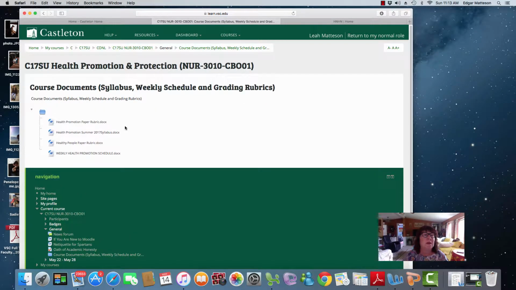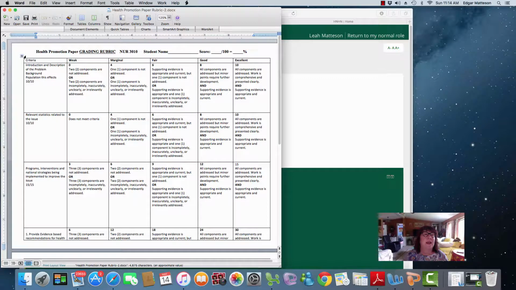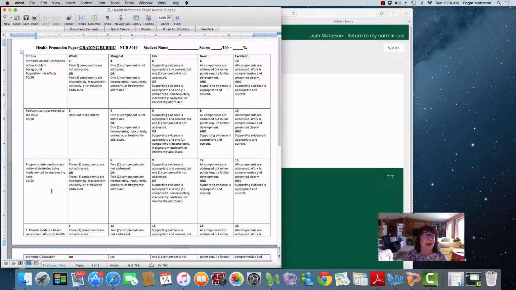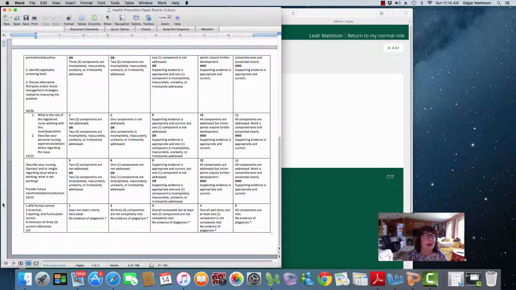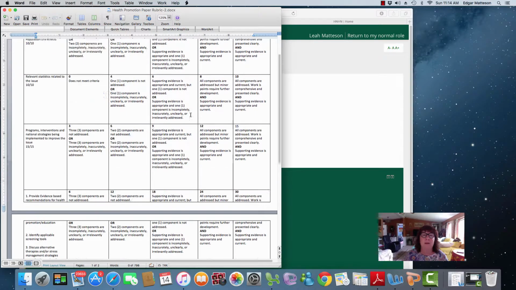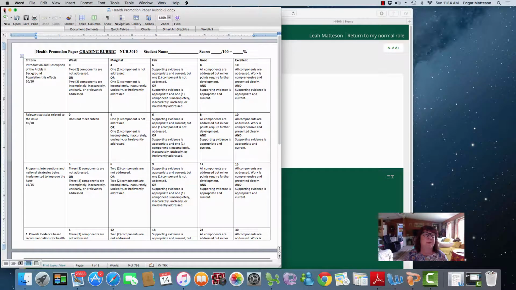The health promotion paper rubric right here. I'm going to open that up. And if you just follow this rubric that's provided, if you use this as an outline for your paper, you can see how it's going to be graded. So that's the rubric for the health promotion paper.